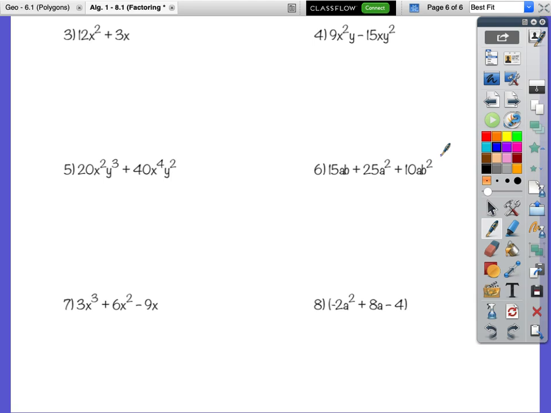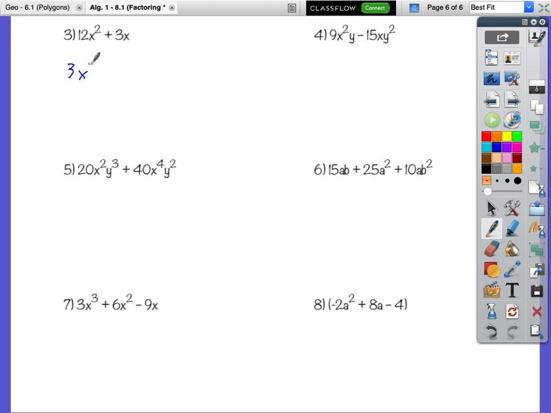Okay, so 12x squared plus 3x. Guys, voices off, please. Thank you. 12x squared plus 3x. What goes into both of those? Derek. Okay, I heard 3. So 3 goes into both of those. What else? 3x. Do they both have an x that can go into it? Yeah, we're looking for variables too.